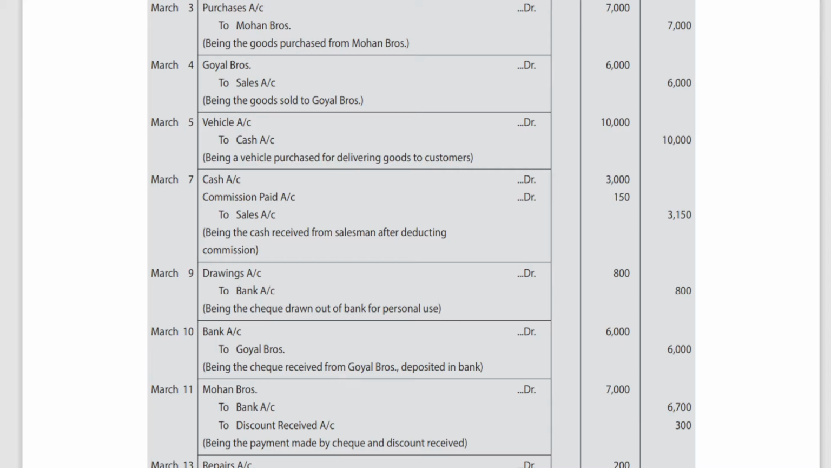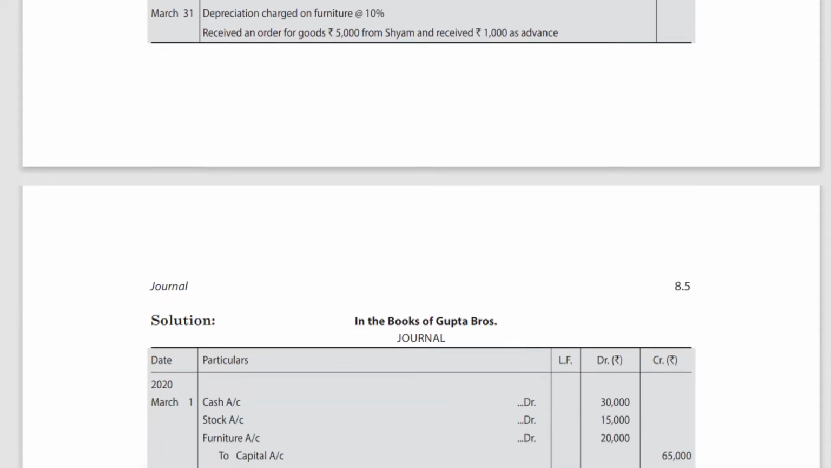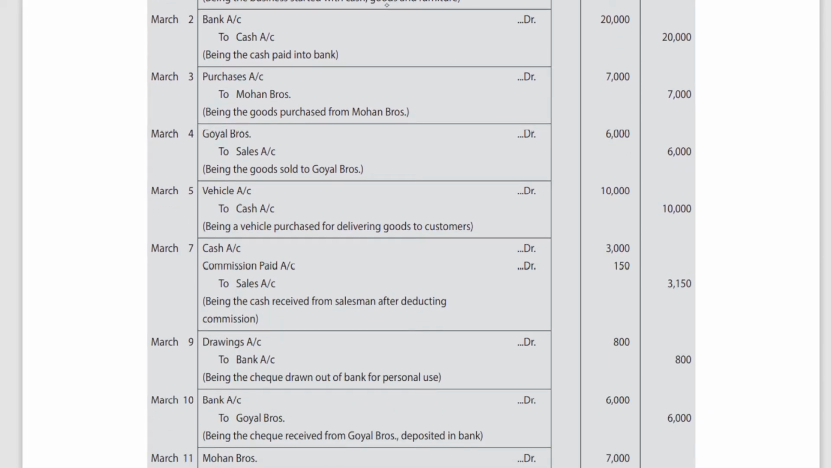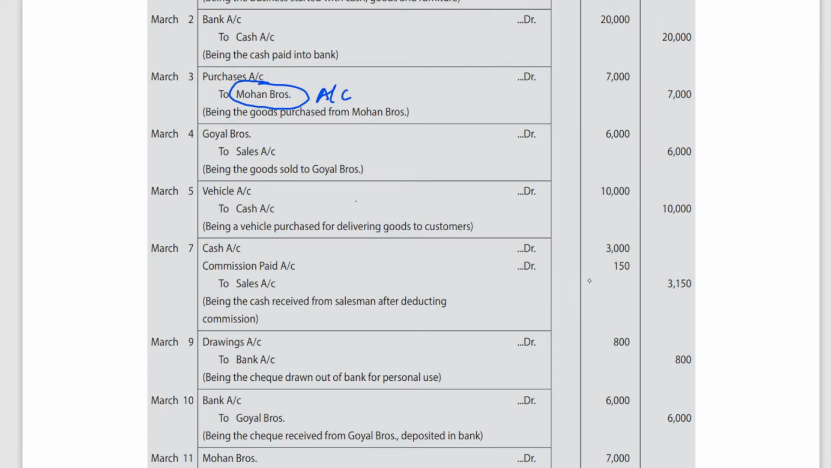So this is the image from T.S. Grewal's book. Not from this only, in my other books also, and in Tata McGraw Hill's and all other books you'll see that after the personal account, this account is the Mohan Brothers. It is not written like Mohan account. The reason is that after a personal account, the word account is not actually mentioned. By custom and practice, it is not written.